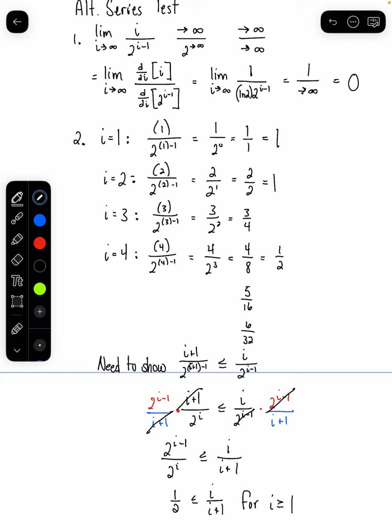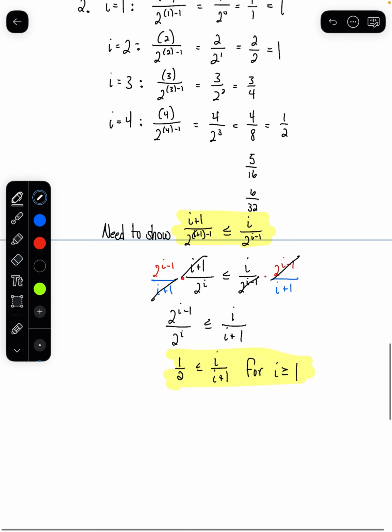And thus we have shown, whether it's through induction or through the more solid algebraic approach, that each subsequent term is smaller than or equal to the term before it. So between the two requirements, this passes the alternating series test, and this series converges.